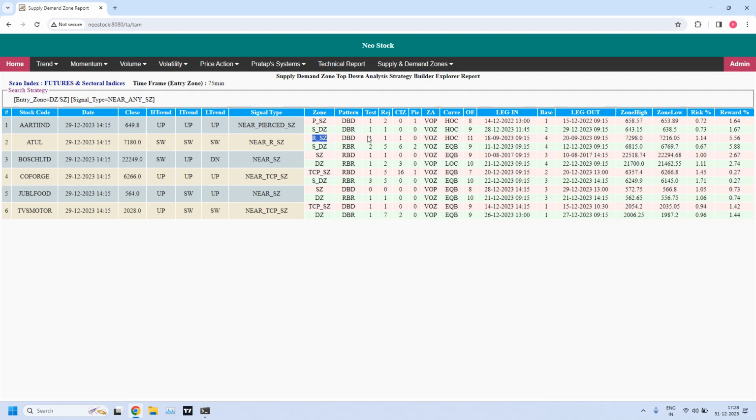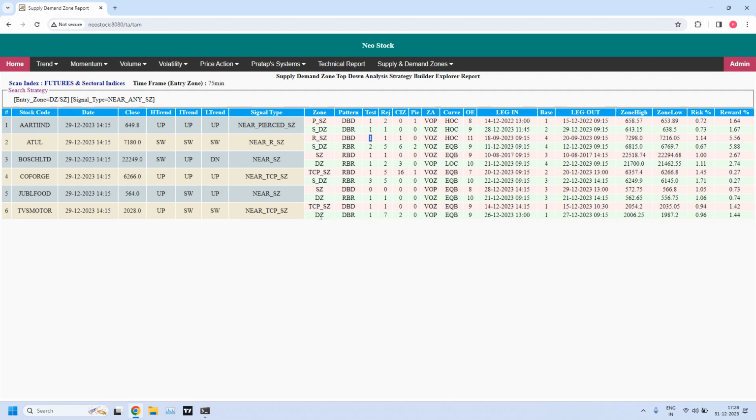Atul is there, already tested once. Atul is moving between high liquidity supply zone and high liquidity demand zone. You may get one of these opportunities, you can look in this stock. Next high liquidity supply zone is Coforge. Coforge is also having both high liquidity supply zone and high liquidity demand zone. So you can look for either opportunity in demand zone or supply zone.